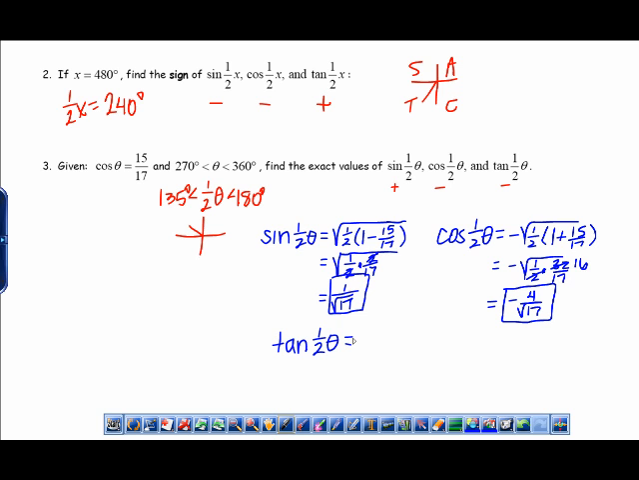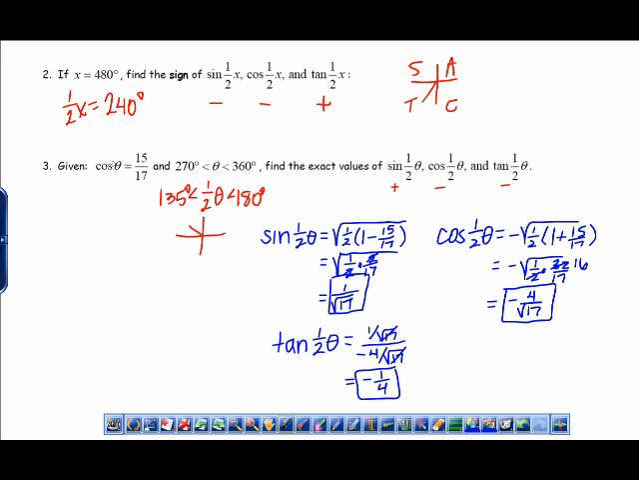Because what you could do is go back up to the top of the paper, take tangent of 1/2 x, and figure out which formula you want to use. Or you could do things the efficient way and divide sine of 1/2 theta by cosine of 1/2 theta, or 1 over radical 17 divided by -4 over radical 17, which we've seen many times. This is just going to give us -1/4. And notice that it matches up with what we said at the beginning, that tangent of 1/2 theta would be negative, and it is. And that's how all these problems work.